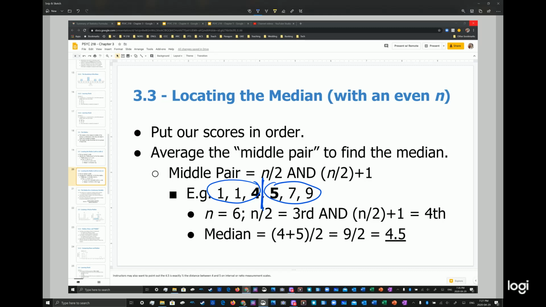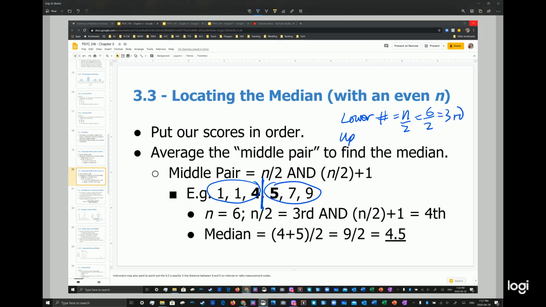So we first want to find the middle pair. First we look at the lower number. The lower number would be n divided by 2. And because there are 6 people, and 6 divided by 2, that's 3. So we're looking for the third person, third score.